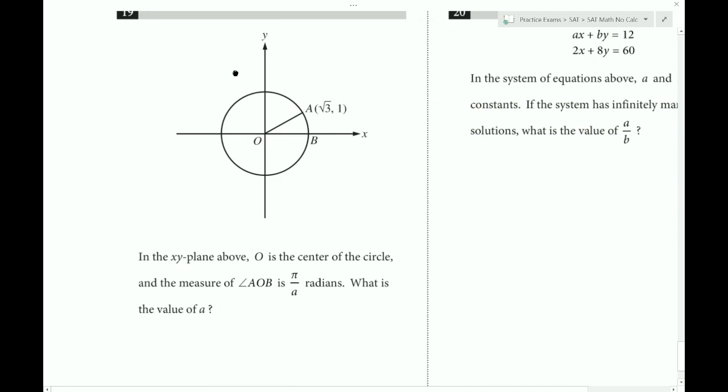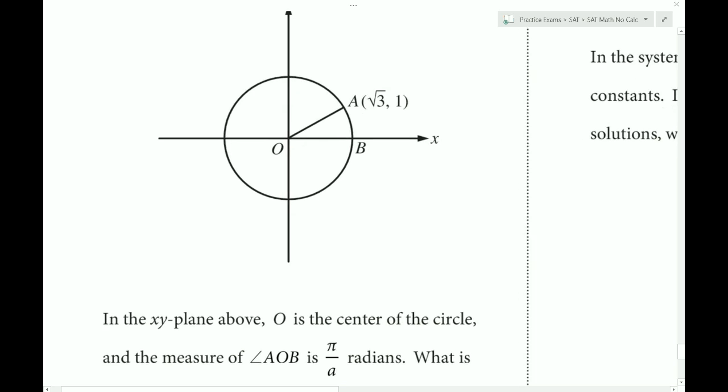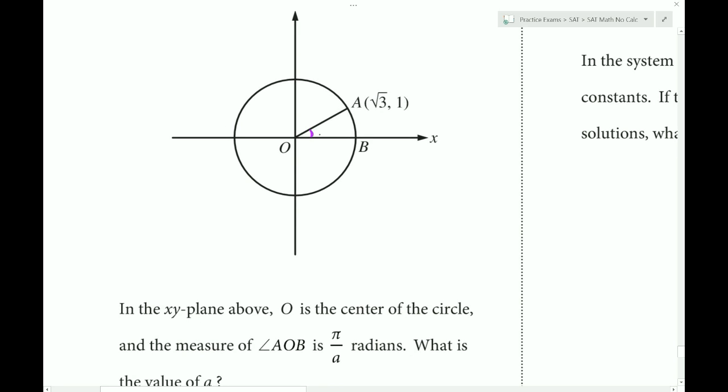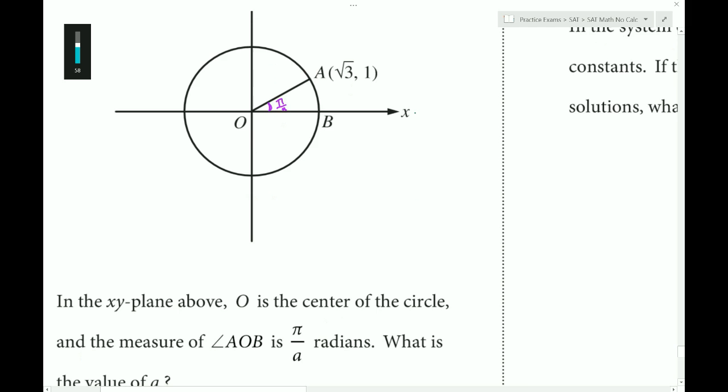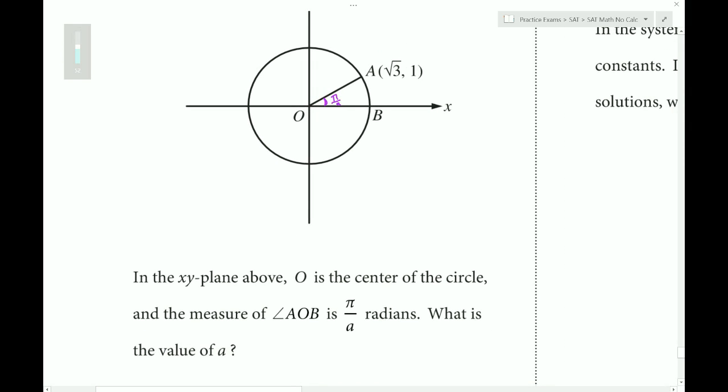All right, last two questions here. So 19. In the xy plane above, O is the center of the circle, and the measure of angle AOB is pi over A radians. What is the value of A? So this angle is pi over A in radians. We want to find the value of A.